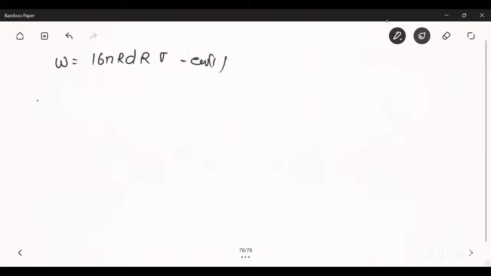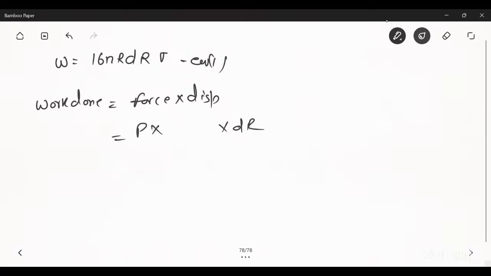Now we know that work done is equal to force into distance, force into displacement. Displacement is the increase in its radius, that means delta r, and the force is pressure into area. Area is 4 pi r square. So work done is equal to P into 4 pi r square dr. So that was also the value of work done from equation second.